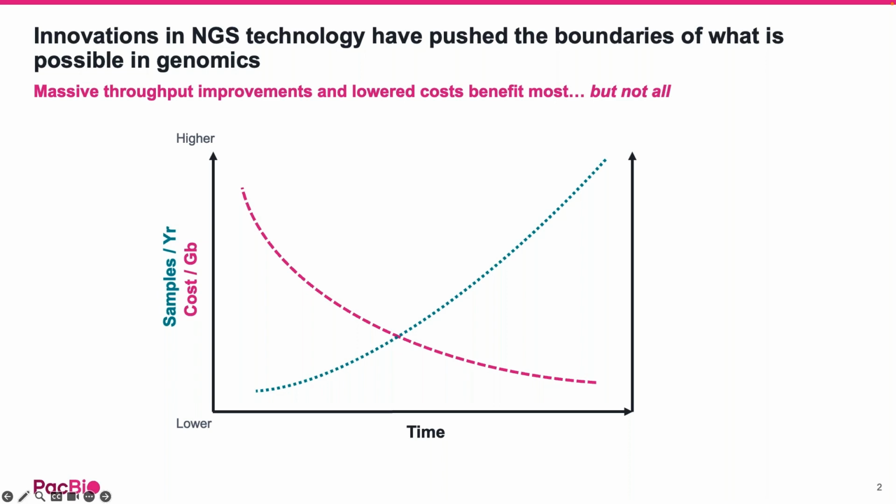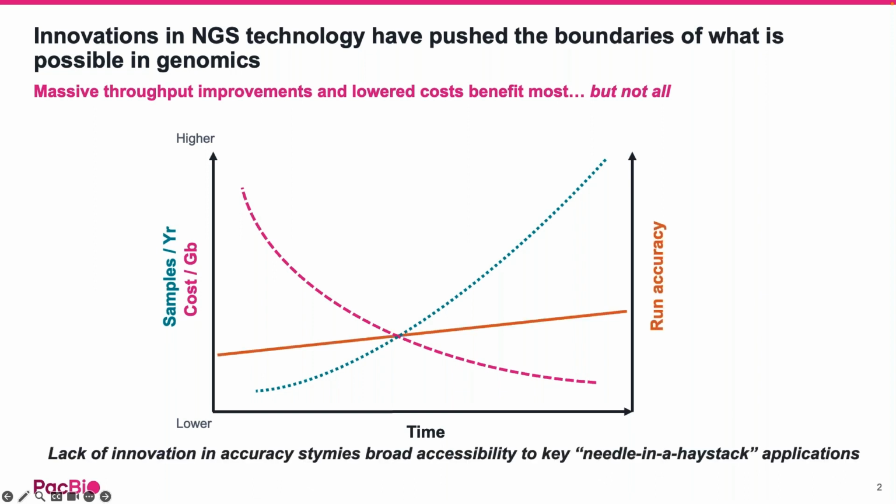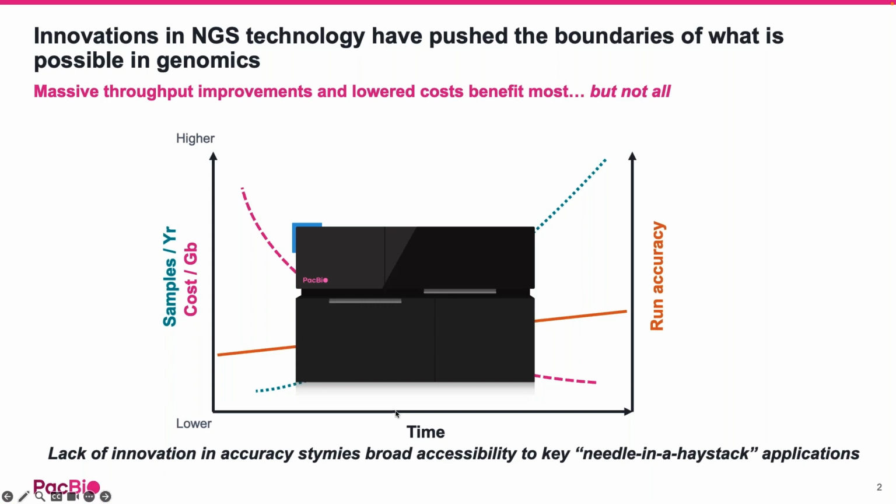When we think about short read sequencing technologies over time, there has been a huge reduction in the cost per gigabase, shown here in pink on the plot, with corresponding increases in the number of samples per year that can be run, shown in aqua. However, if you look at run accuracy, there has been very little improvement over time, which is particularly problematic for needle in a haystack type applications like ctDNA detection, where the noise due to sequencing errors can obscure the signal that you're trying to detect. So PacBio's newest sequencer, Onso, is positioned to fundamentally change that paradigm.